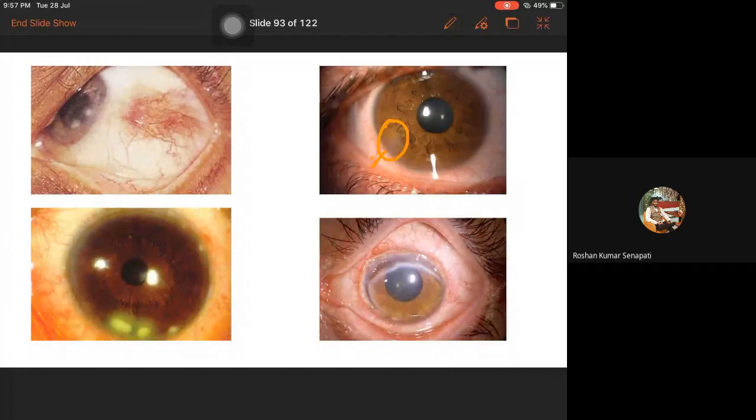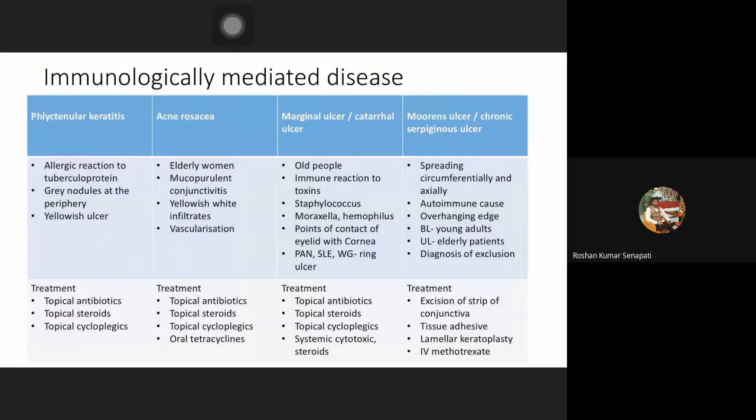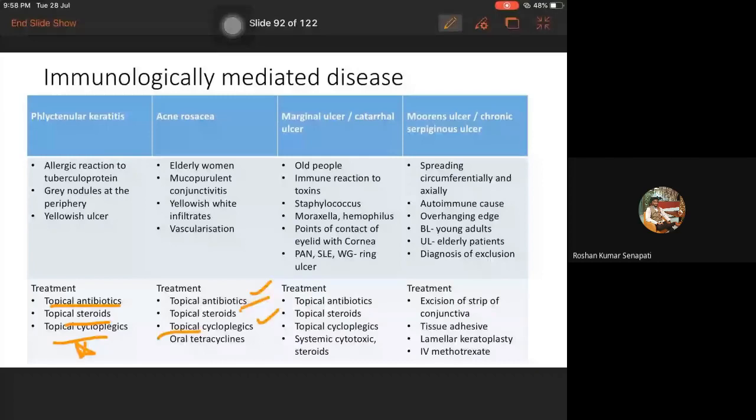How do you treat phlyctenular keratitis? Topical antibiotics to prevent secondary infections. Then we need to start the patient on steroids. Whenever the patient has severe pain, better to start cycloplegics. Similarly, for a patient with acne rosacea, the treatment protocol is the same. The only thing is you are going to add oral tetracycline because the patient has mucopurulent conjunctivitis. Patient needs to be added on oral tetracycline. That you have to keep in mind.